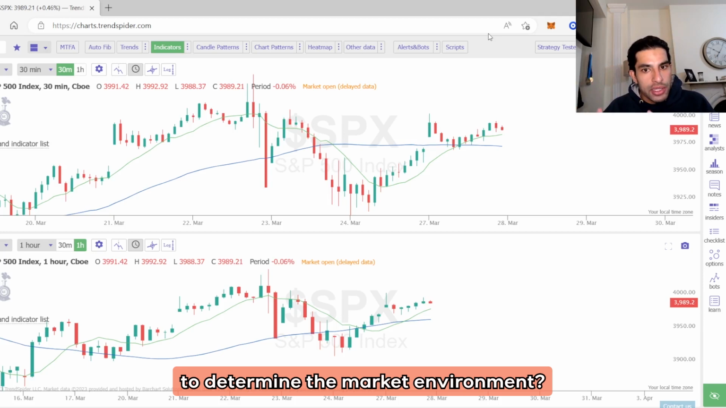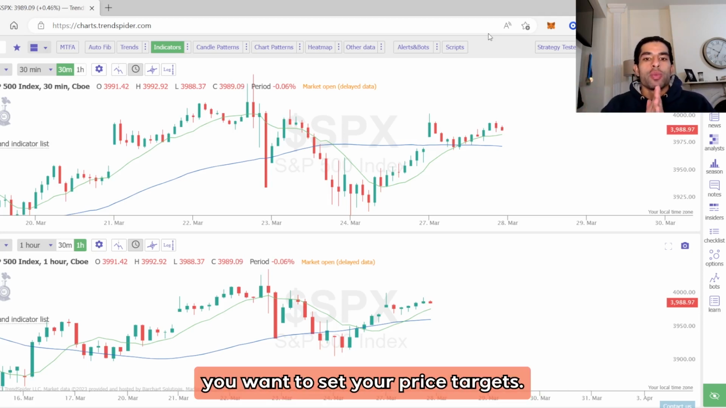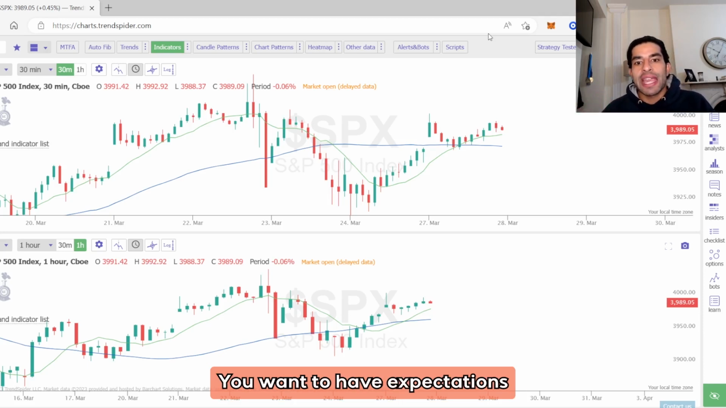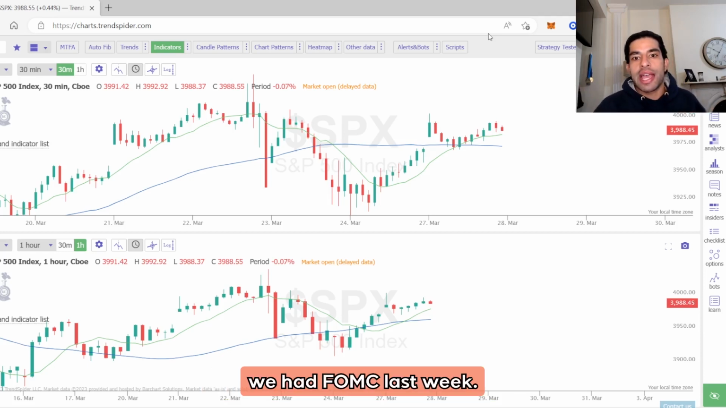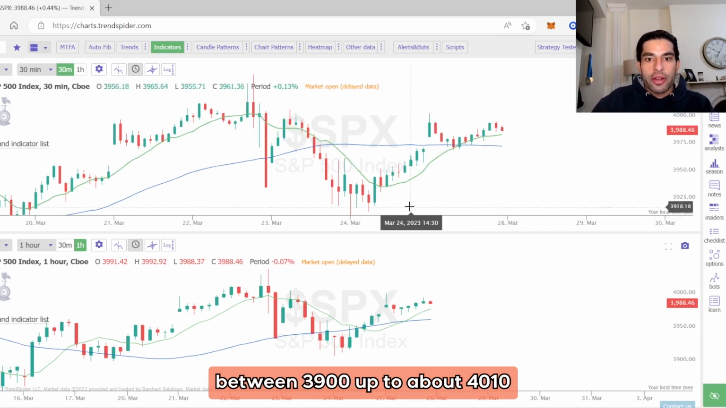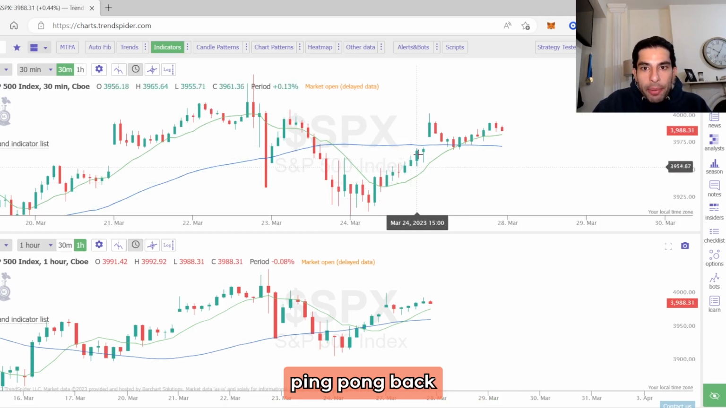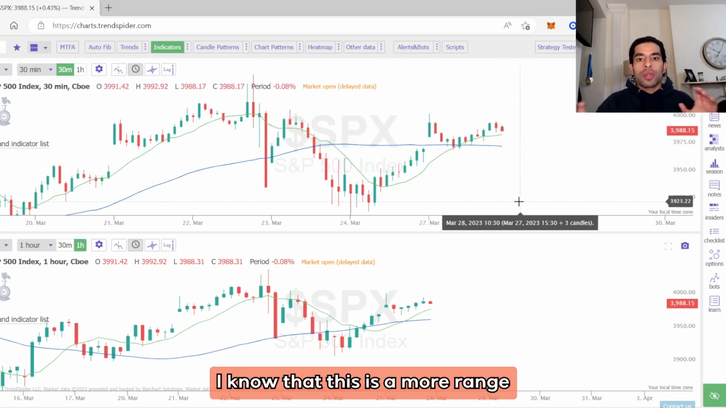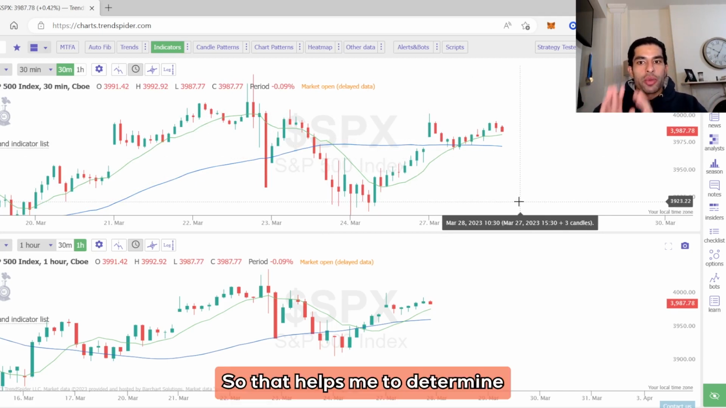So why is it important to determine the market environment? Well, when you're going to enter a trade, you want to set your price targets. You want to have expectations of what you want to see out of this trade, okay? So in this type of environment, we had FOMC last week. The market has put in a range between 3,900 up to about 4,010 SPX, right? And it's kind of just been, again, ping-ponging back and forth, defining a range. I know that this is a more range-bound, sideways, choppier market. So that helps me to determine what I can expect from a trade.